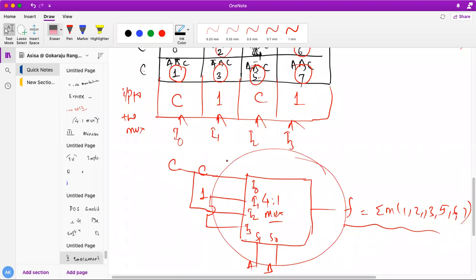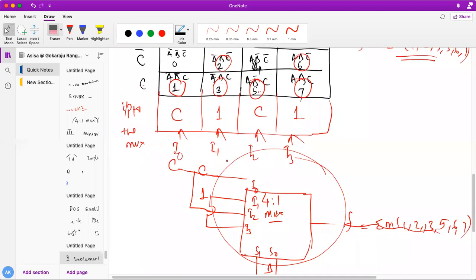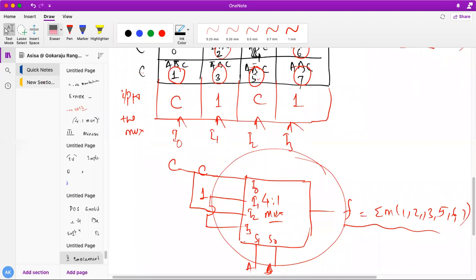Any doubt on this, friends? Do you all understand? Now next part.